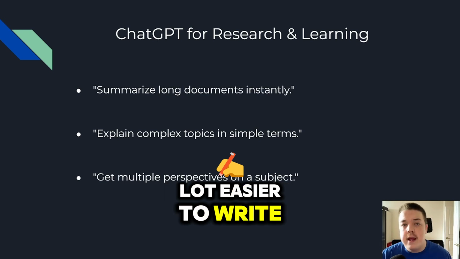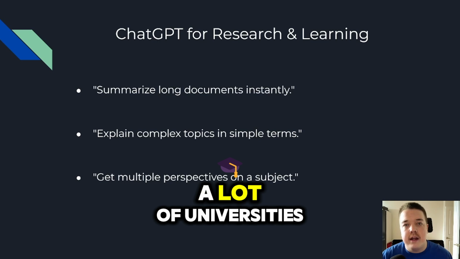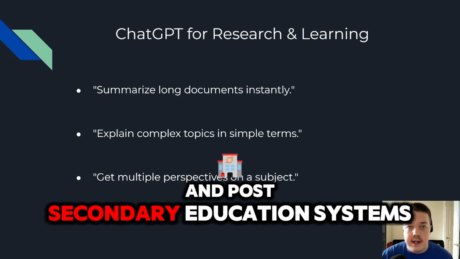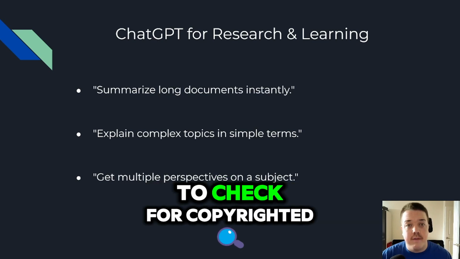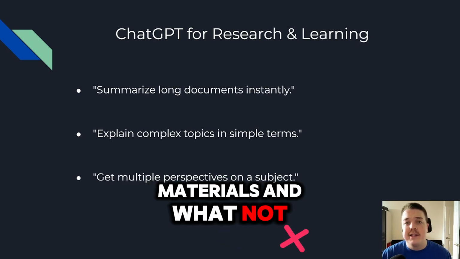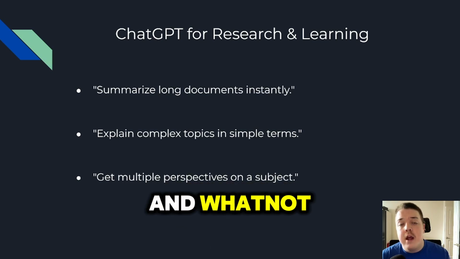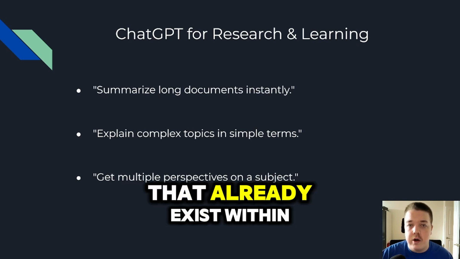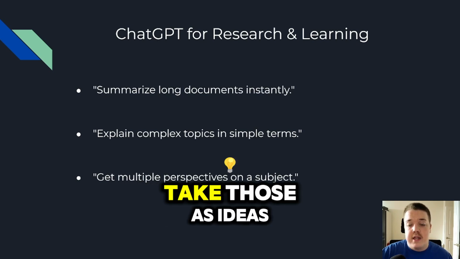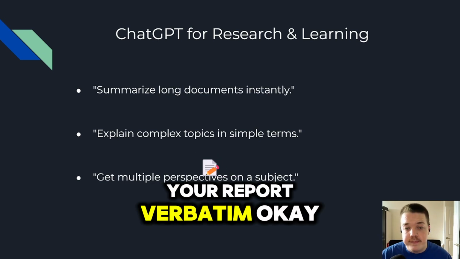Obviously, a disclaimer within that: a lot of universities and post-secondary education systems have systems in place to check for copyrighted materials. And obviously ChatGPT, when citing the book, will be pulling from reports within its database that already exist in the world. Take those as ideas, don't take them into your report verbatim, okay?